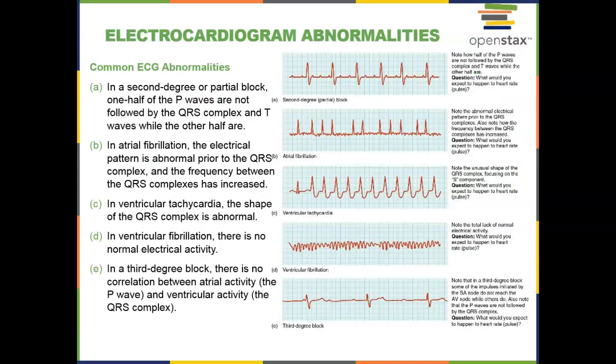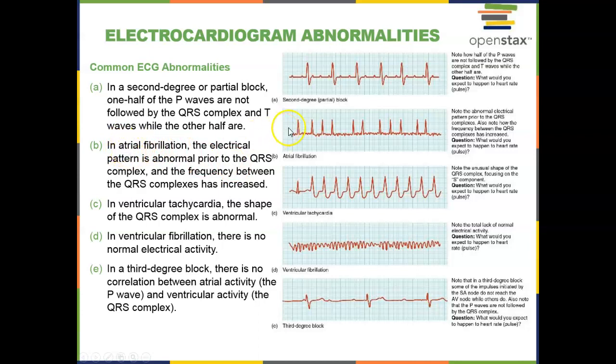When you look at abnormalities in your EKGs or ECGs, that can tell you that something's going wrong. Here we see a 2nd-degree heart block. In this case, we have a partial block, and so some of the P waves are not being followed by the QRS complex. So you see a P wave, then a P wave, QRS complex, T wave. P wave, P wave, QRS complex, T wave. And that is a problem, so your ventricles aren't contracting as normal.